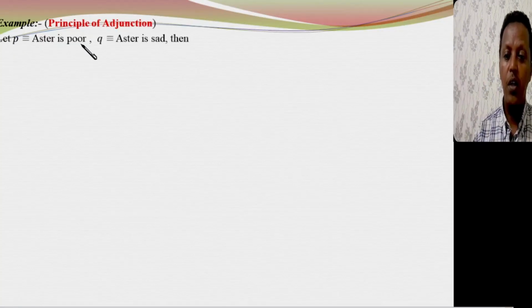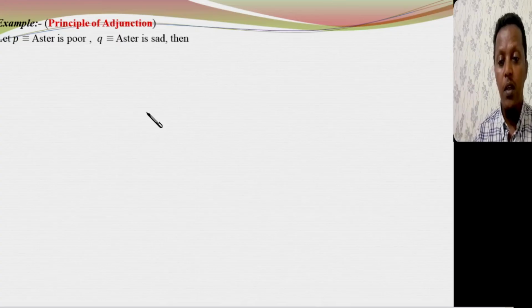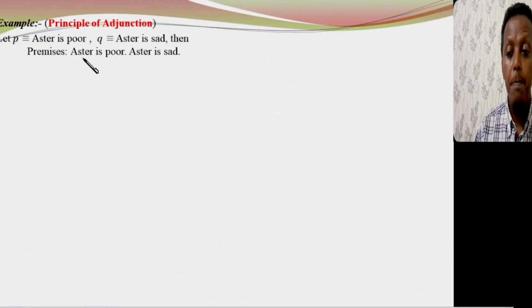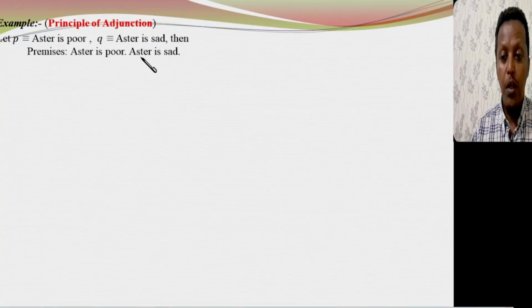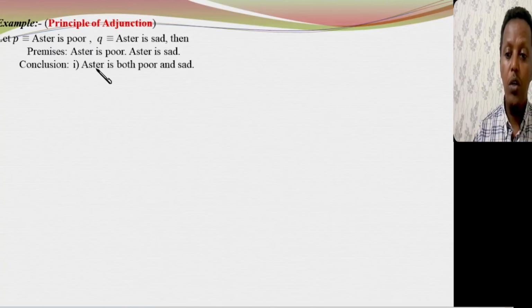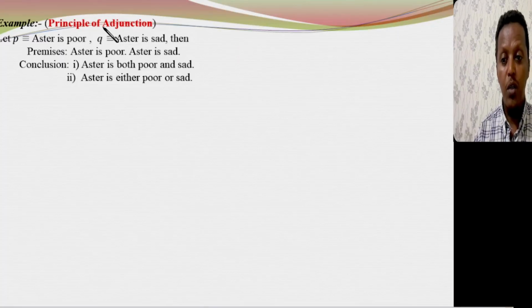Let P stand for "asterisk poor" and Q stand for "asterisk sad". Then if you take as premises "asterisk poor" and "asterisk sad", meaning we have two premises, P and Q are given. If you know P and Q are true, then P and Q will be true, and P or Q will be what? True. That means we can conclude there is both poor and sad. At the same time, we can conclude there is either poor or what? Sad. So for this, we are using the principle of conjunction.